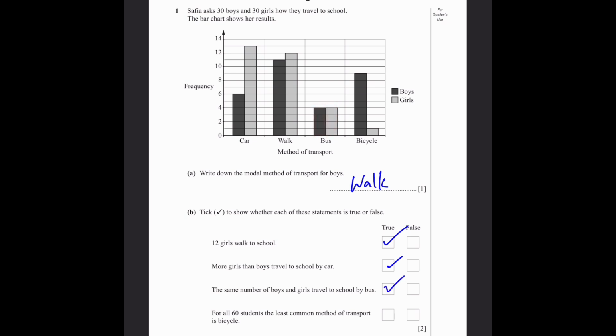So it's equal. True. For all 60 students, the least common method of transport is bicycle. So let's see. 6 plus 13, this is 19 students. 11 plus 12, 23 students. 4 plus 4, 8 students. And 9 plus 1, 10 students. Now the least common is bus, but then it says here it's bicycle. That's wrong, so it's false.